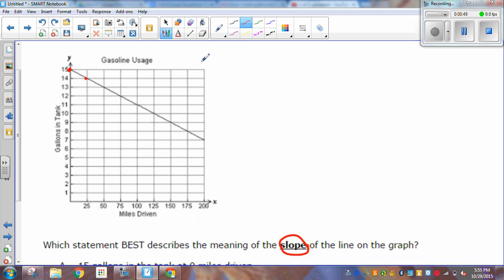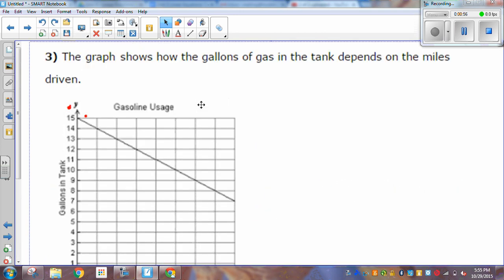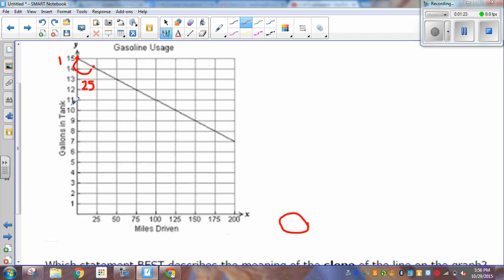So I'm just going to use these very first 2 points, and if you can't see that, if it's too small, I'm going to blow this up a little bit. If I look at these 2 points right here, it looks like I'm going down 1 gallon of gas, and I'm going over, not 1, but look at the bottom, 25 miles. So what that means is I'm using 1 gallon of gas for every 25 miles driven.